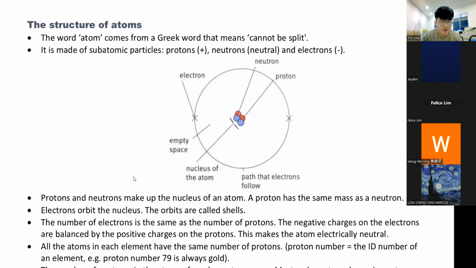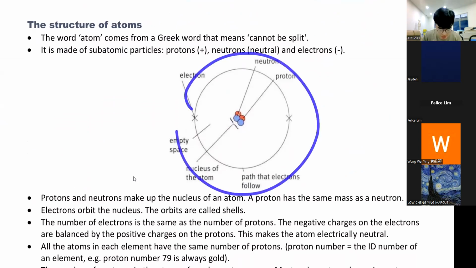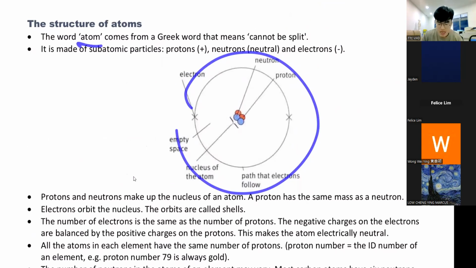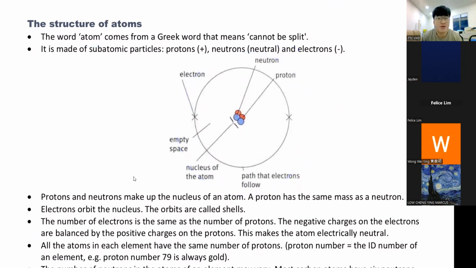So anyway, let's talk about the structure of the atom. I think we talked about this last week. So atom means cannot be split, indivisible, because it's the smallest thing. The scientists said you cannot split the atom because it is the smallest. We used to think they're the smallest, because we actually found something even smaller later. But yeah, the atom was thought to be the smallest, cannot be split.